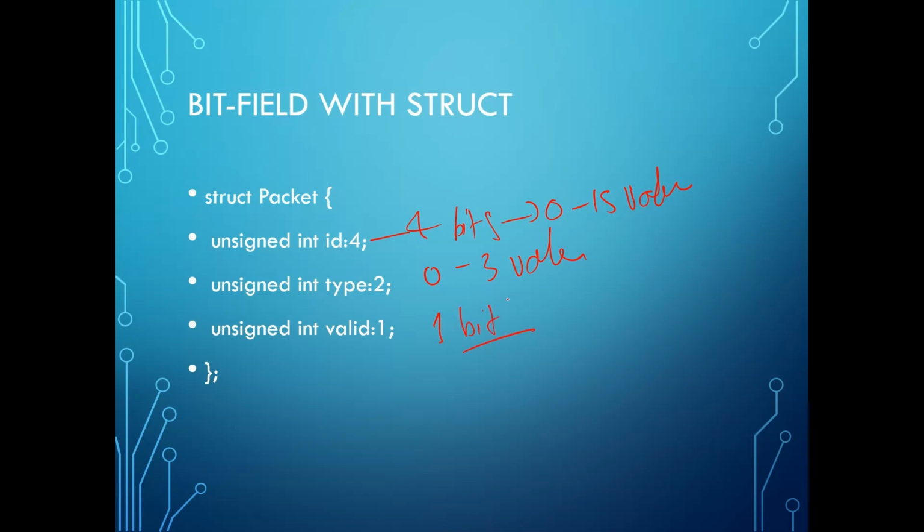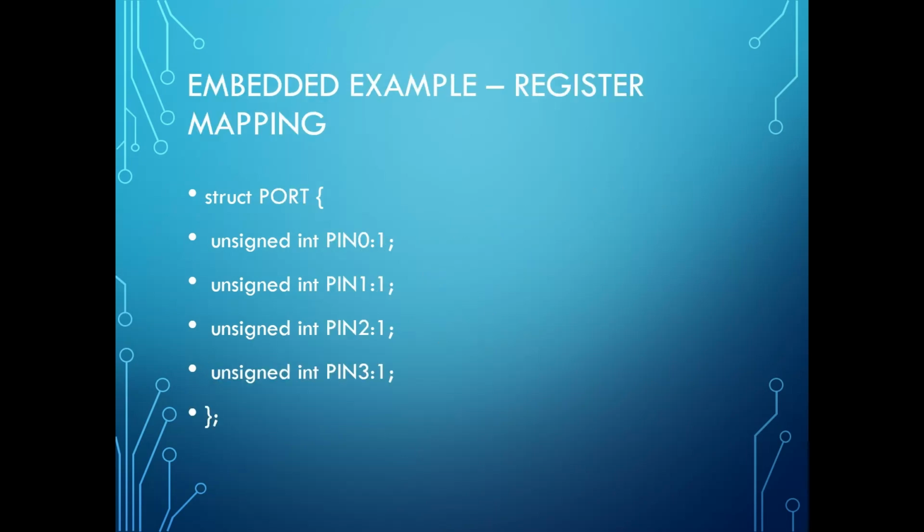So you can use it in network protocols or IoT sensor packets to save memory in embedded systems. Coming to register mapping, how do you map the register? If you say struct port, you have defined a structure as a port. Inside it, you have defined pin 0, pin 1, pin 2, pin 3. For each pin, you have given 1 bit, right? So this maps directly to GPIO pins in the microcontroller.